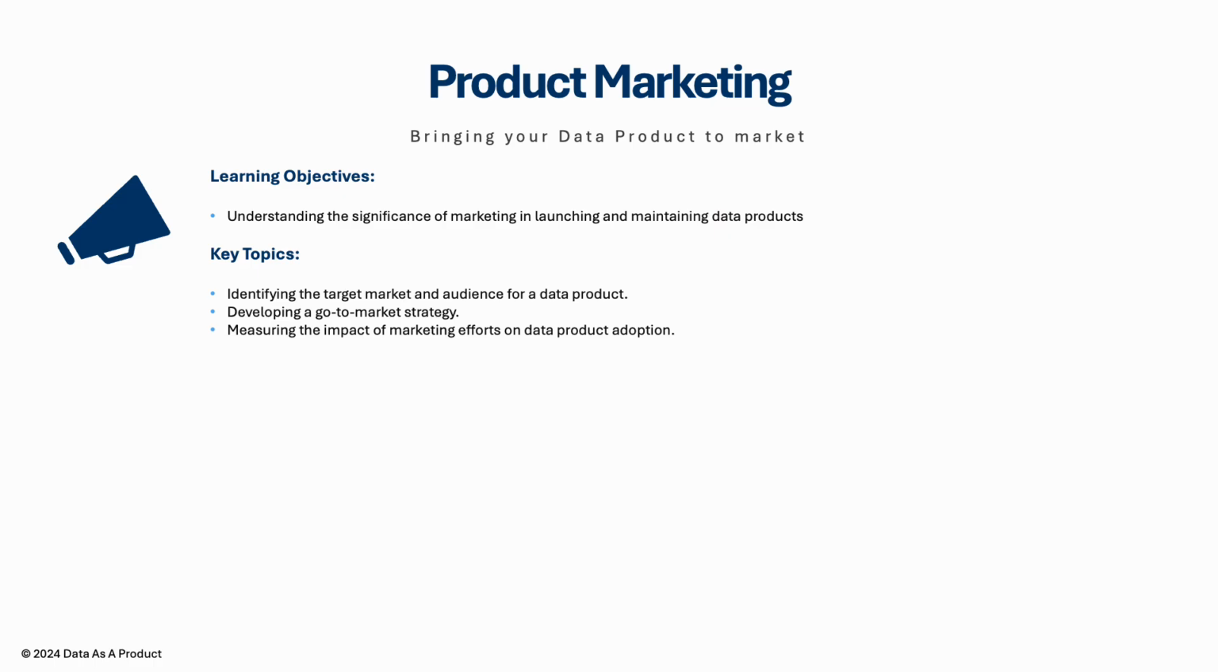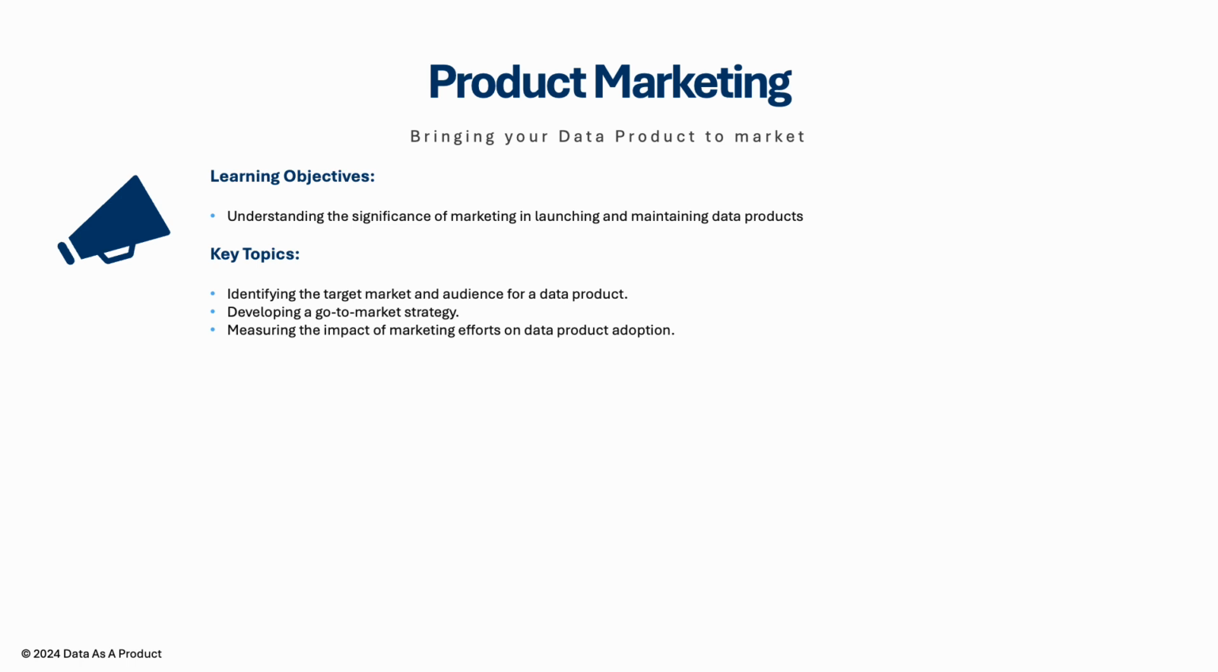Once you've identified your audience, it's time to develop a go-to-market strategy. This strategy should outline how you'll introduce your product to the market, how you'll engage with your target audience, and what channels you'll use to reach them. For a data product, these channels might include internal communication platforms, webinars, product demos, or even direct sales outreach.